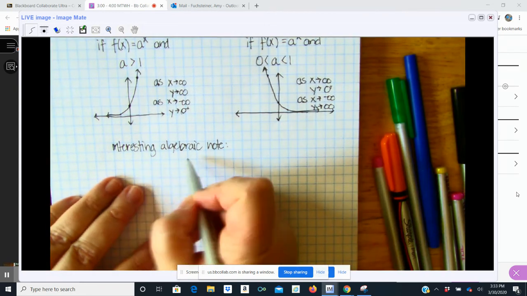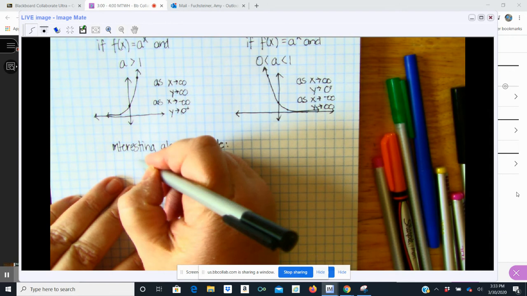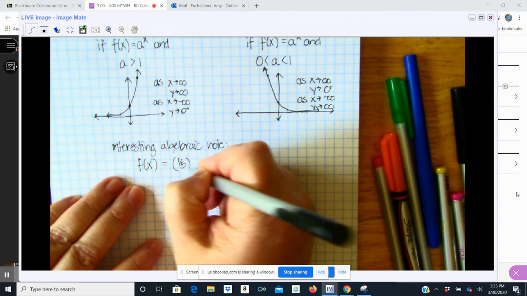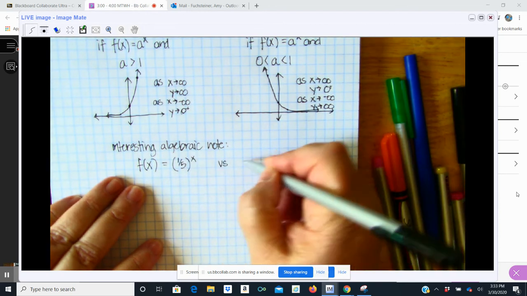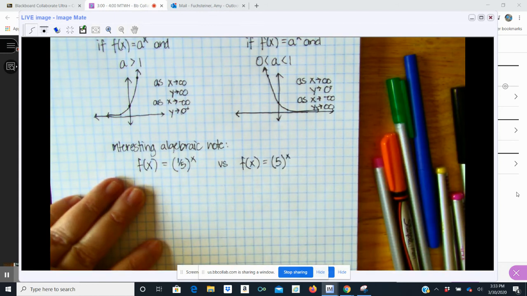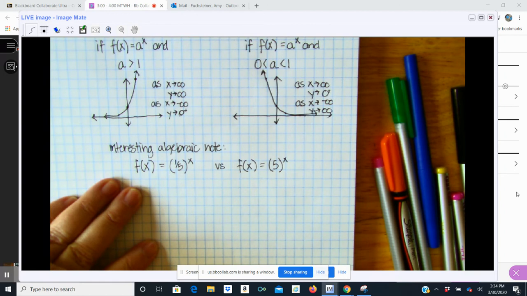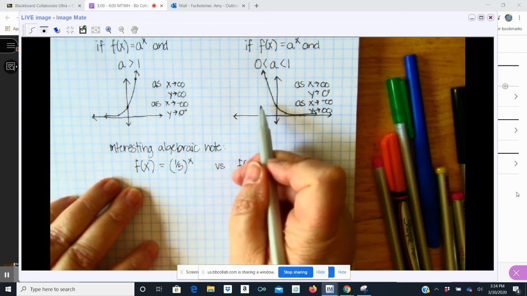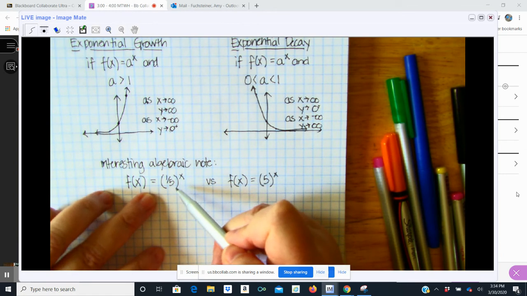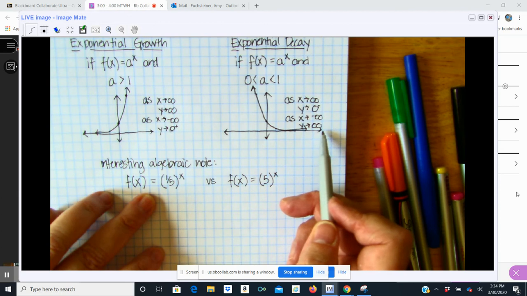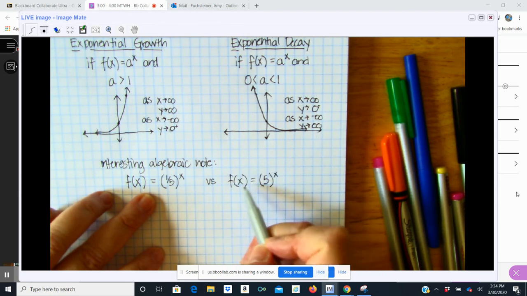So if you look at this algebraically, let's say you have f of x is equal to 1/5 to the x versus f of x is 5 to the x. Now, this option would take us to exponential decay, meaning our a value or base is between 0 and 1. So we'd be looking at exponential decay, or going to 0, versus the other option, which is exponential growth.